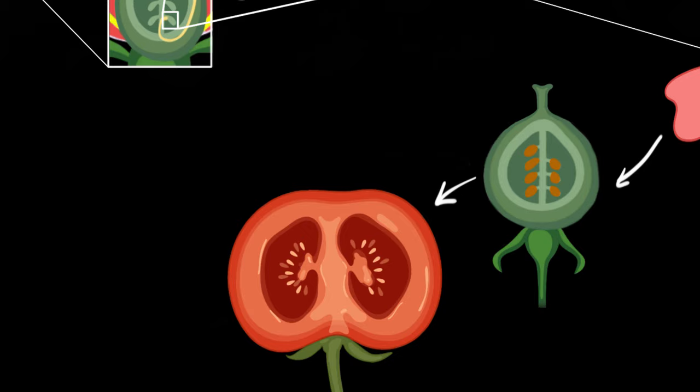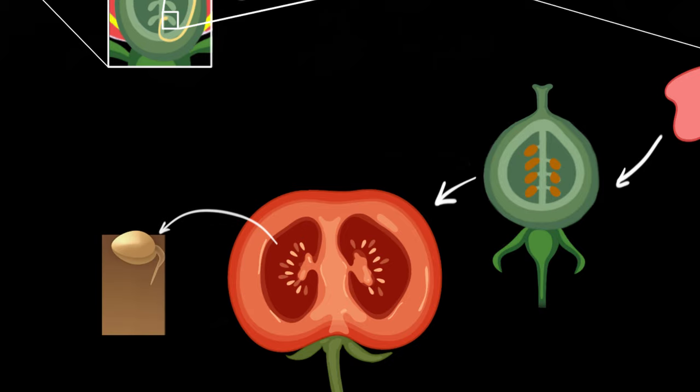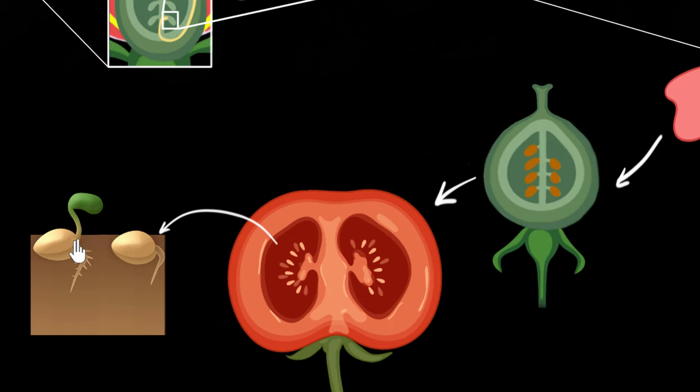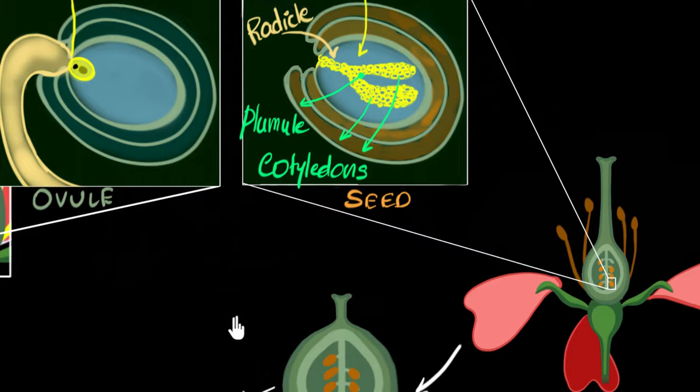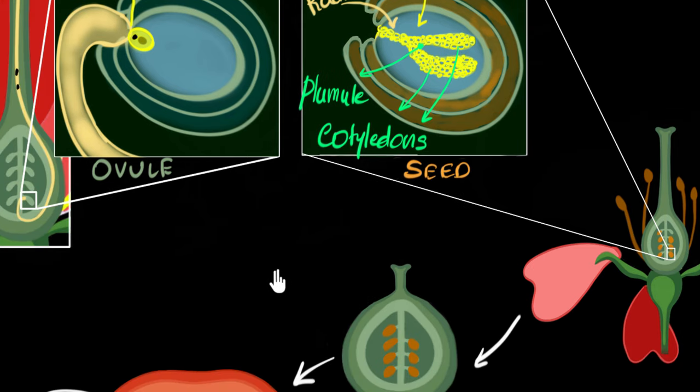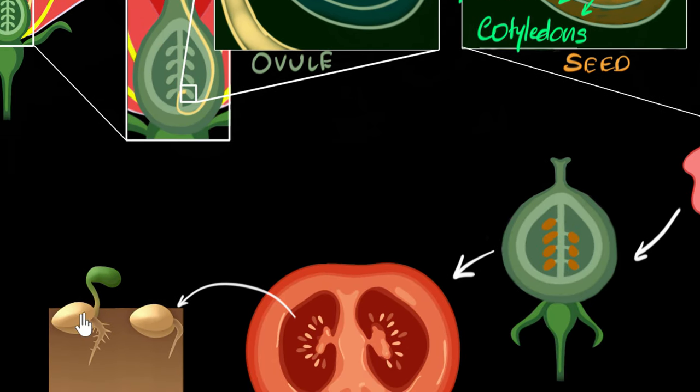So the next question is, what happens once you sow the seeds? Well, once you start sowing the seeds, you will now see that first the root starts developing from the radicle. The radicle is the part where the root develops, right? Then we will find the shoot starts developing from the plumule. Remember, we just talked about that. Let me show you that. So from the radicle, the roots are coming. From the plumule, the shoot is coming. And the cotyledons, these two things are the cotyledons.